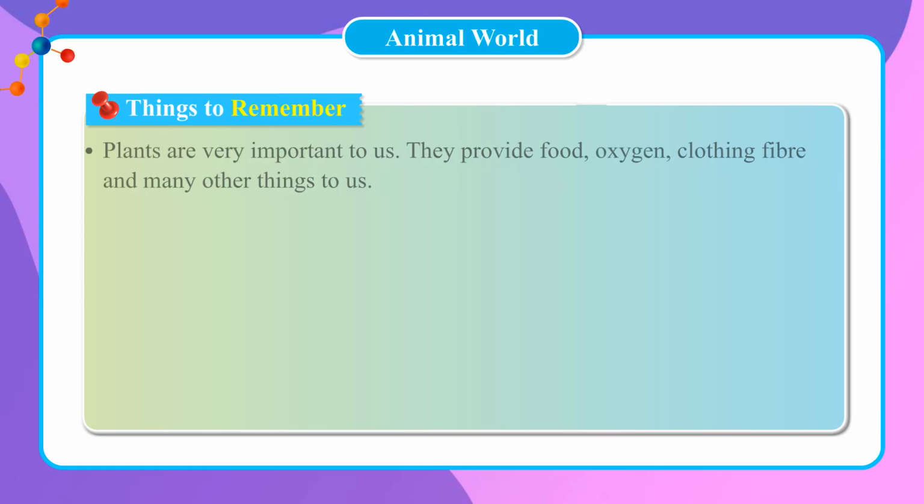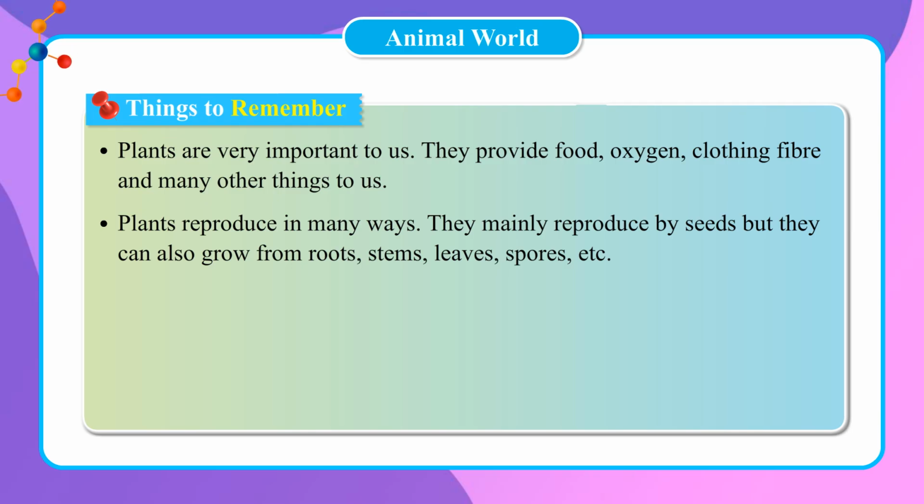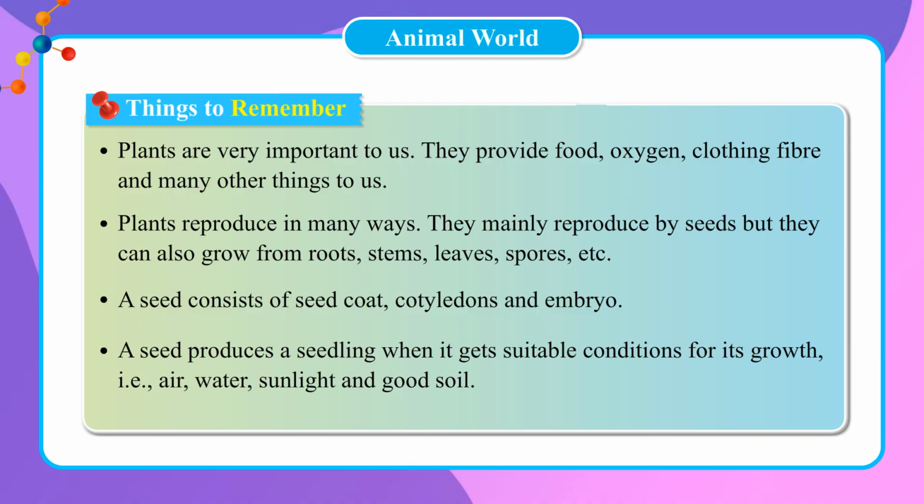Things to remember. Plants are very important to us. They provide food, oxygen, clothing, fiber, and many other things to us. Plants reproduce in many ways. They mainly reproduce by seeds, but they can also grow from roots, stems, leaves, spores, etc. A seed consists of seed coat, cotyledons, and embryo. A seed produces a seedling when it gets suitable conditions for its growth, that is, air, water, sunlight, and good soil.